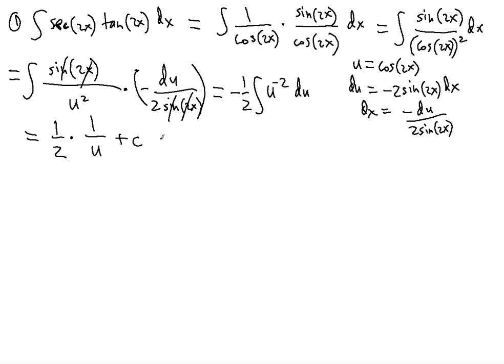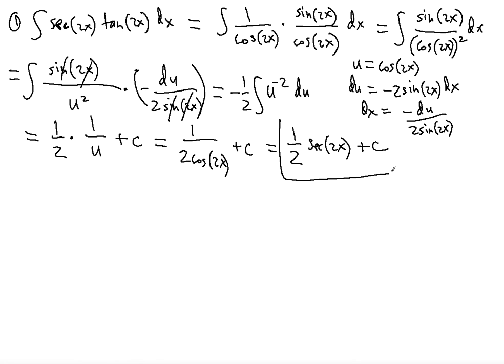Plus a constant, and then that's going to give us, in terms of x, 1 over 2 cosine of 2x plus a constant. And keep in mind that 1 over cosine 2x can be written as 1/2 secant of 2x, right? Because the cosine function is such that cosine is equal to 1 over secant. Plus a constant. So there goes your antiderivative.